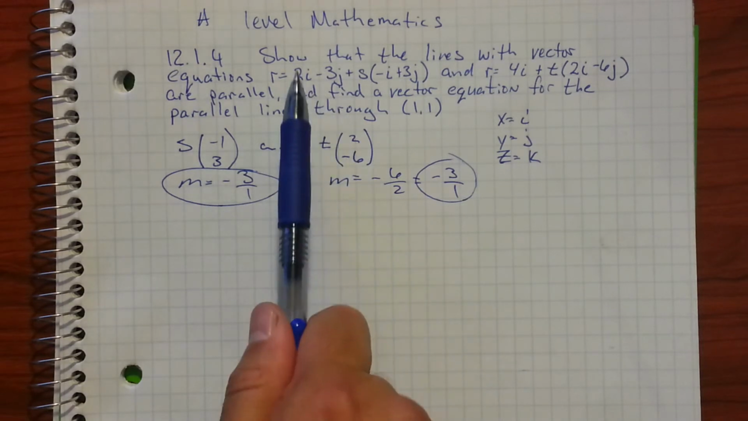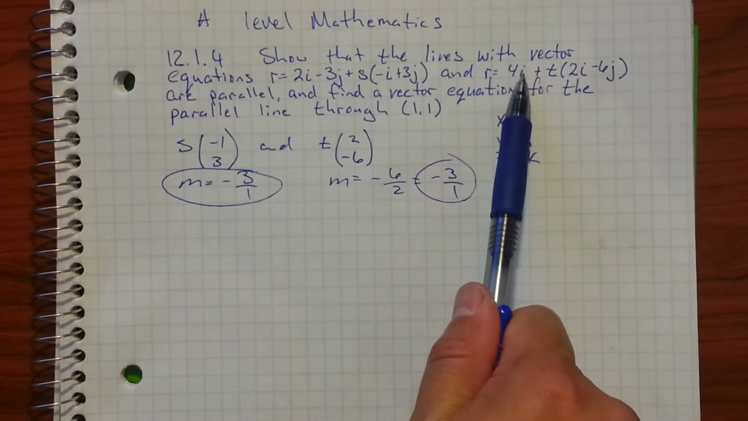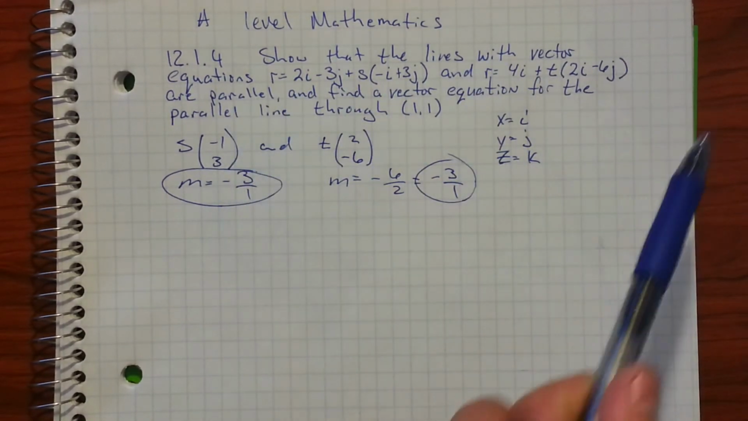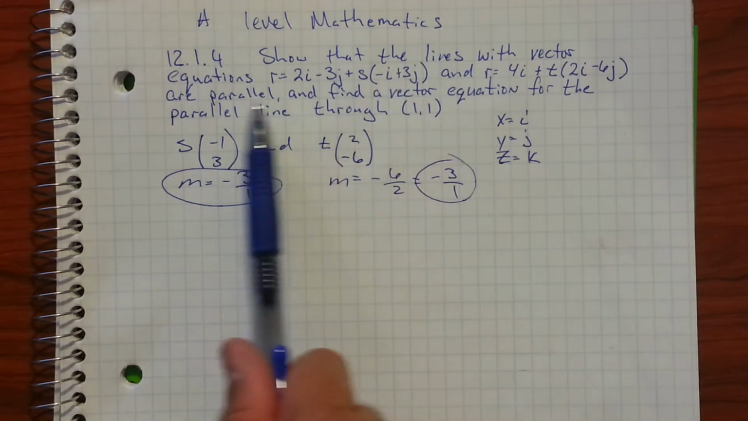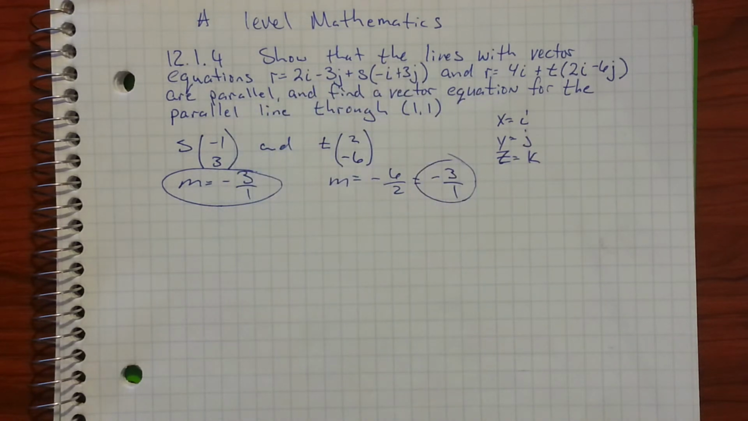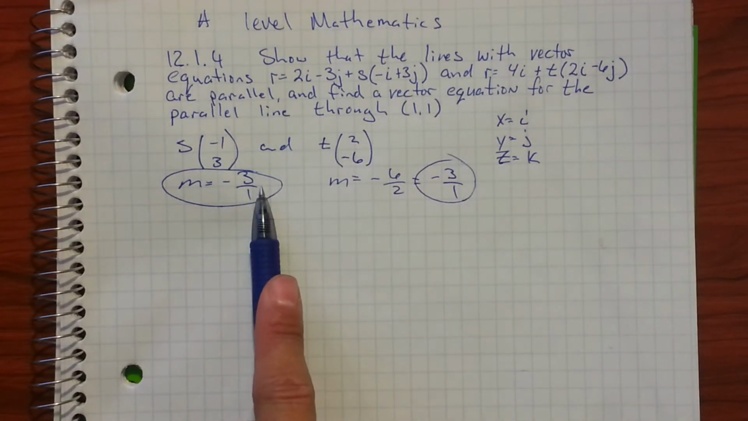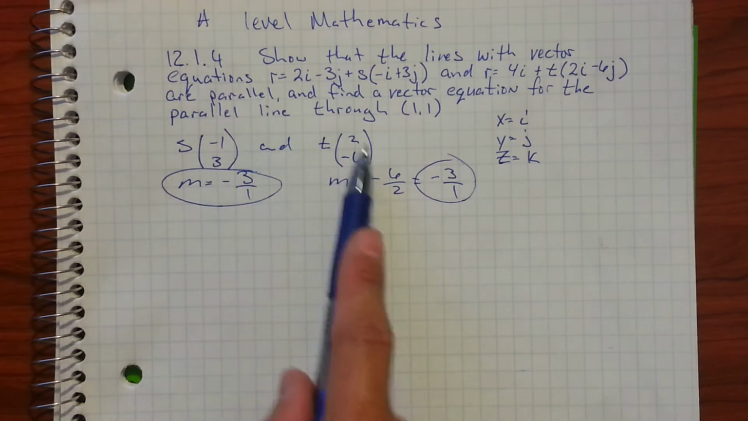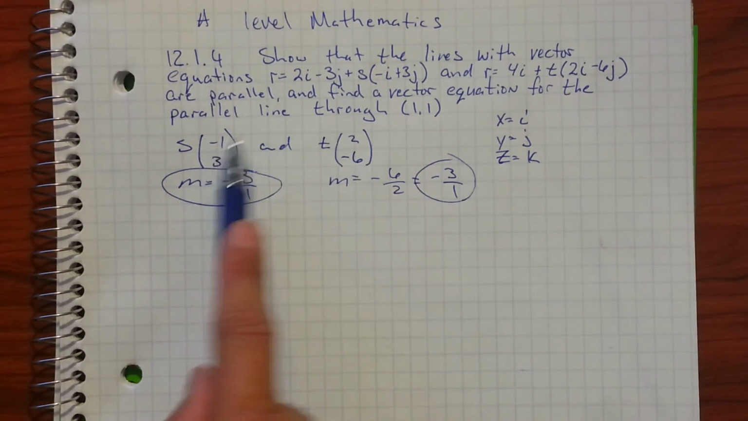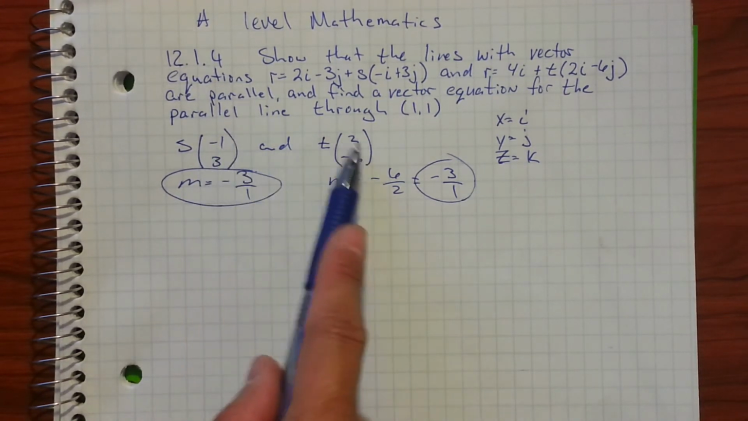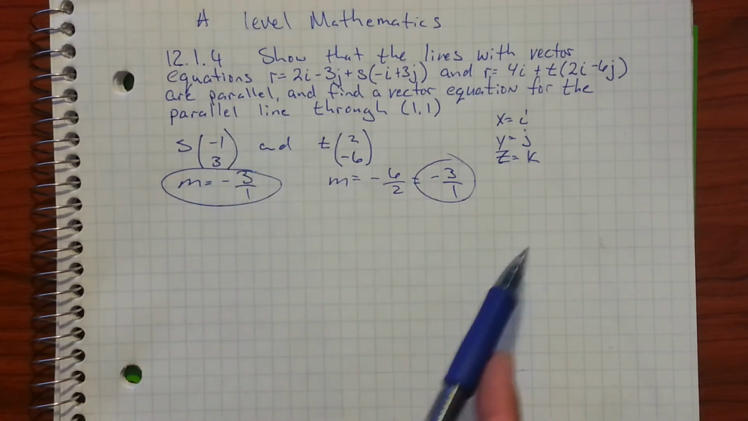So let's take a look. These right here, these are different. So right here, lines with vector equations, parallel, find a vector equation for the parallel line through this point. So now I have my slope. I have my gradient or my vector, my direction that I'm using. So either one of these will work because they're both the same thing.